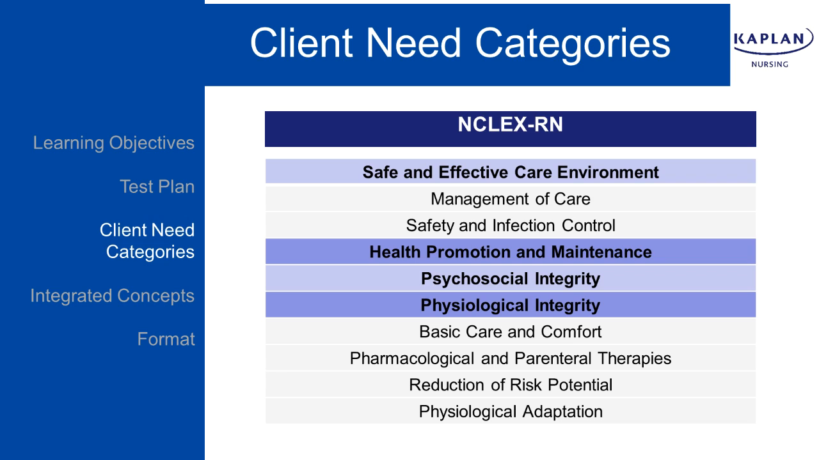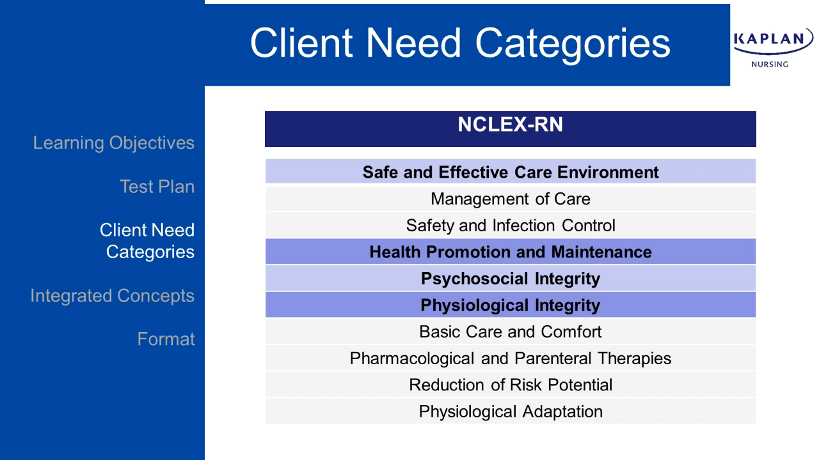Now let's look at the meeting client needs model in more detail. It has 4 categories, and 2 of the categories have subcategories. The first category is safe and effective care environment. The subcategories underneath it are management of care and safety and infection control. Health promotion and maintenance is another category. Psychosocial integrity is the third category. And the fourth category is physiological integrity.